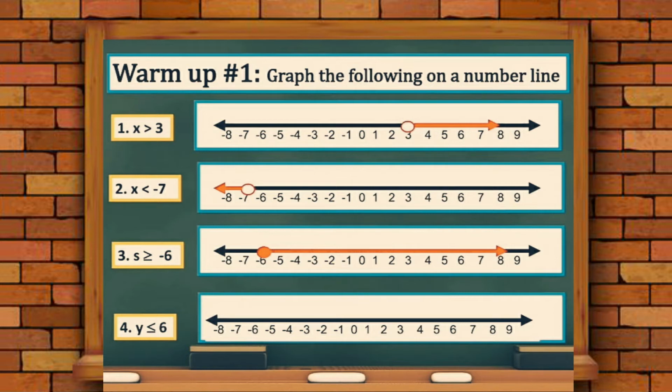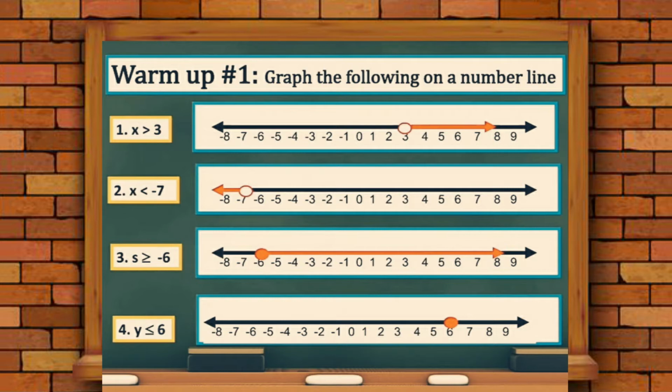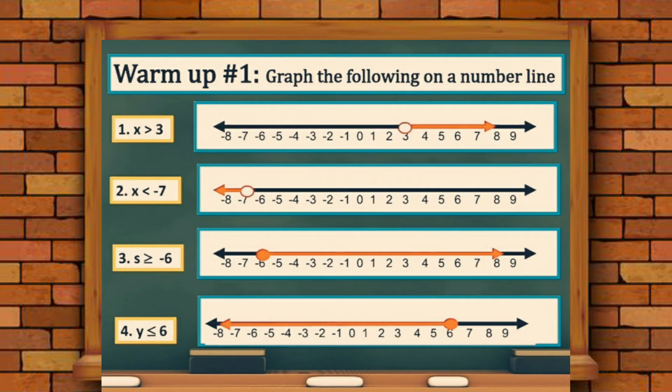Number 4, the last number in warm-up number 1. y is less than or equal to 6. So, we will again use a solid circle at 6. And it shows less than or equal to 6. Then, the arrow will again go to the left. And now, let's proceed to warm-up number 2.